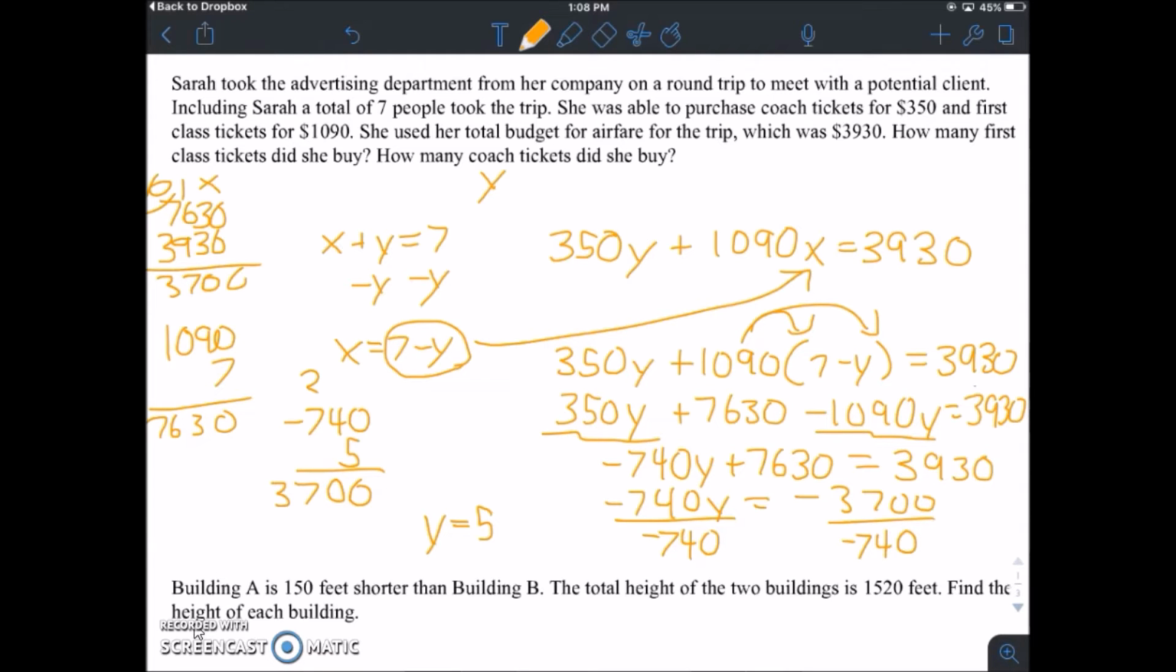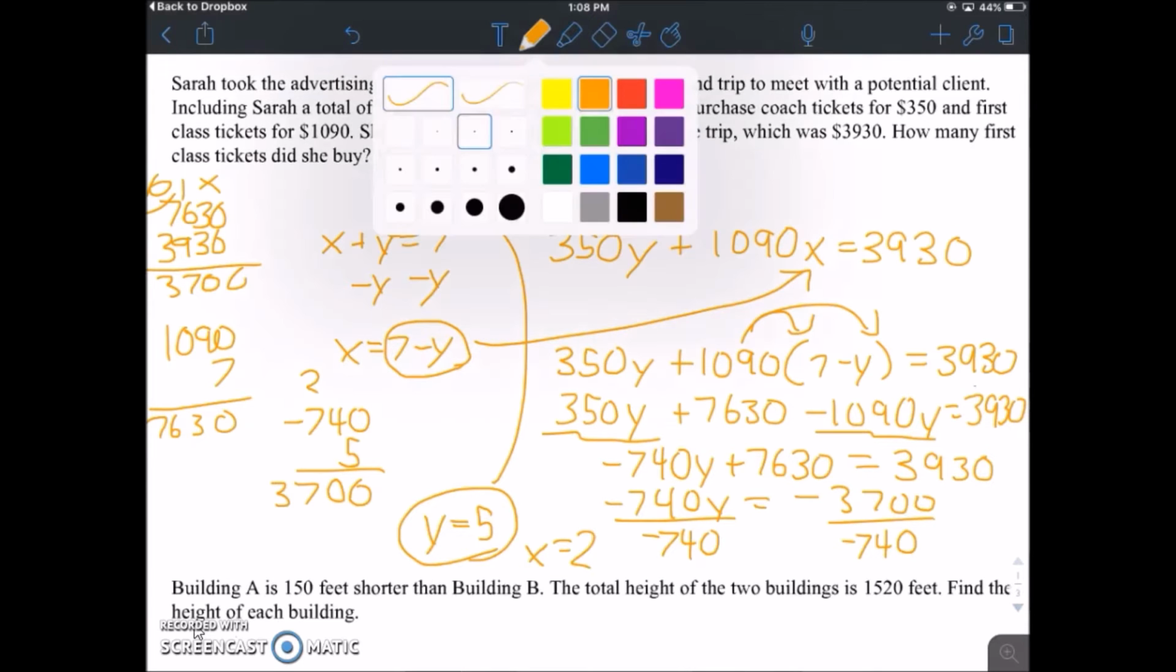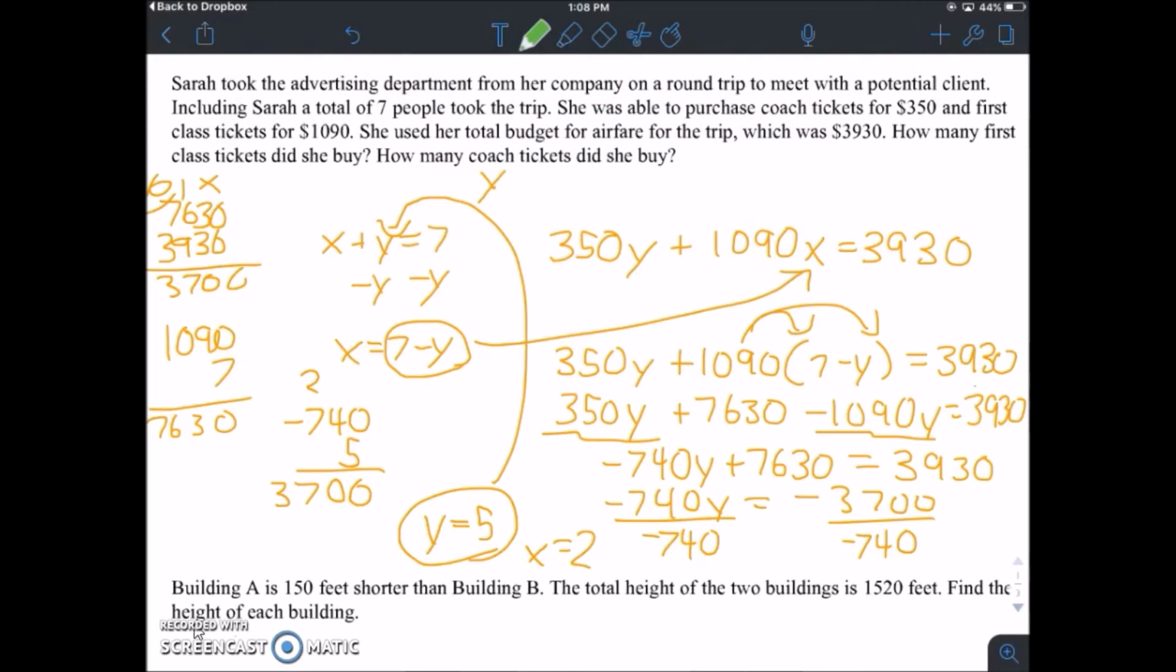Now I've only solved for one of the variables, so I've got to plug it in and solve for the other one. So x is going to equal 2. Now that's not what I'm going to write as my answer. My answer is going to say what she bought, how many first class tickets, which was represented by x for me. She bought 2 first class and 5 coach.